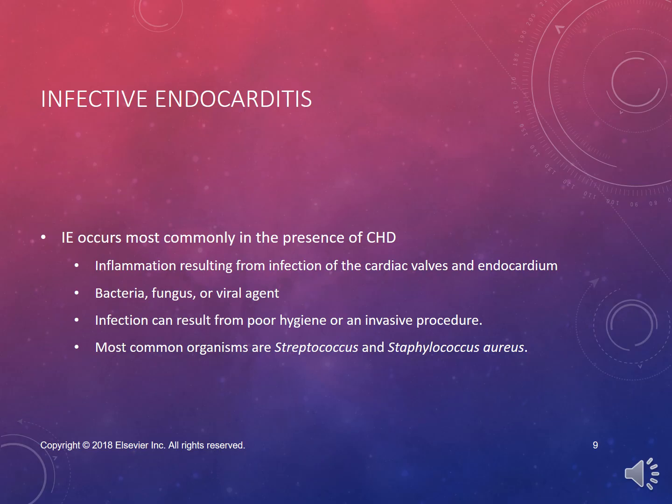Those are at the highest risk. We only consider those now for those who are highest risk. They are for those who have an unrepaired cyanotic lesion, those who have a prosthetic valve, or within 6 months of a cardiac repair, if they've had IE before, or if they're a transplant patient. Now, these are all of our highest risks that are going to be given the antibiotics before these procedures.